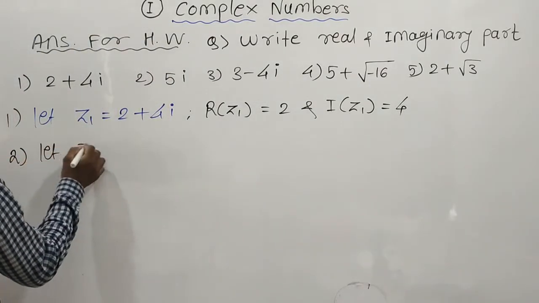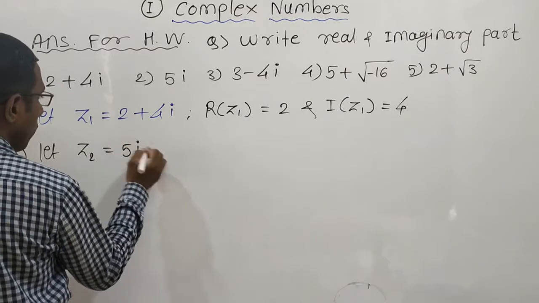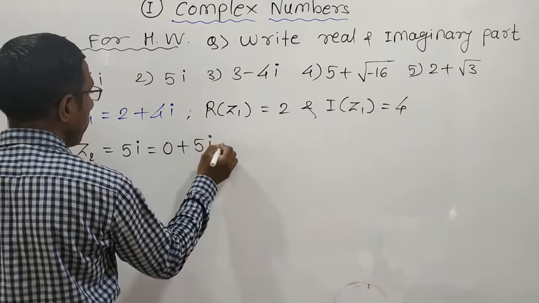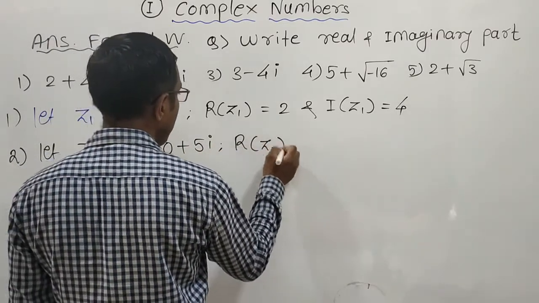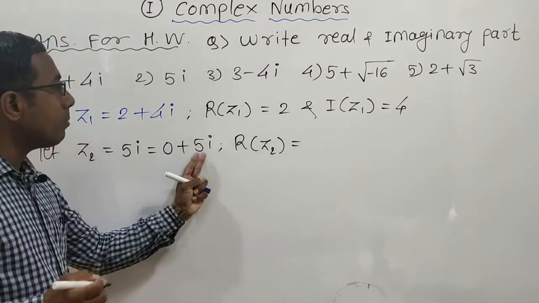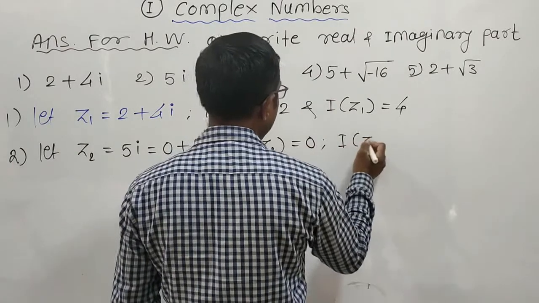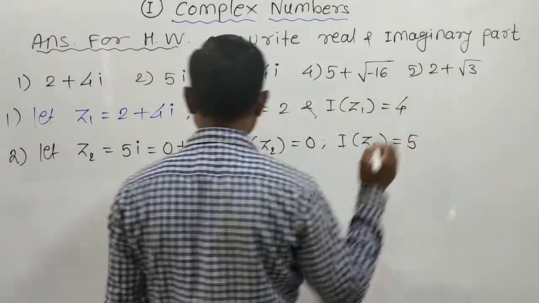Let Z2 is equal to 5i. This 5i I can write like this, 0 plus 5i. Now the real part of Z2: this is the imaginary part, this is the real part, which is 0. Now Im of Z2 is equal to 5.